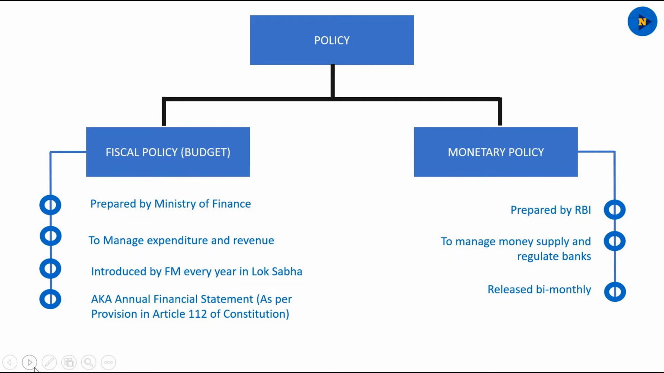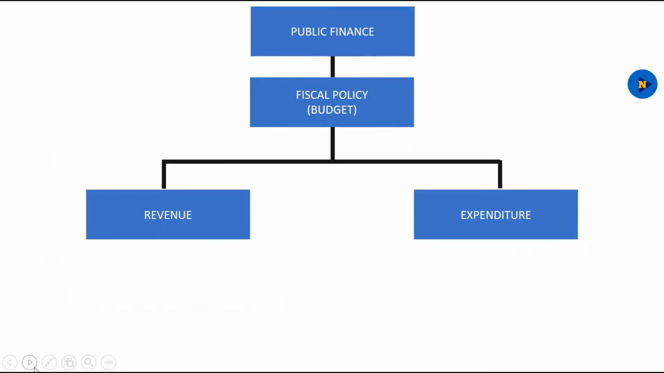But in this video, our primary focus will be on fiscal policy. I'll teach you every single aspect of the fiscal policy, and towards the end of the video, we'll be looking at the actual fiscal policy of India for this year and try to break it down from what our understanding is. So the fiscal policy has 2 main components, as I mentioned earlier. Its intention is to manage revenue and expenditure.